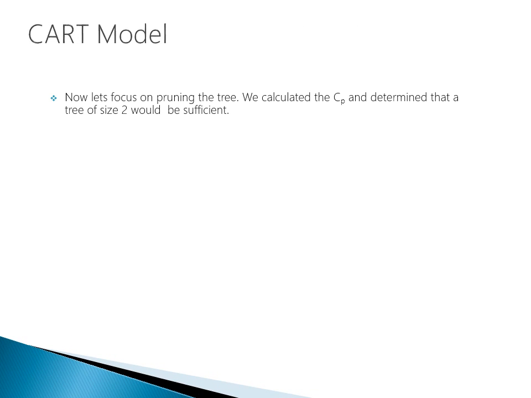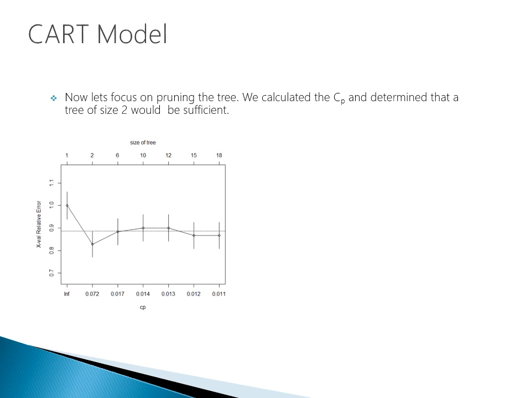Now let's focus on pruning this tree. So we calculated the CP metric, and we determined that a tree of size 2 would be sufficient. Okay, and here's the output of that graph, just for those who want to see, and we're selecting the lowest value.